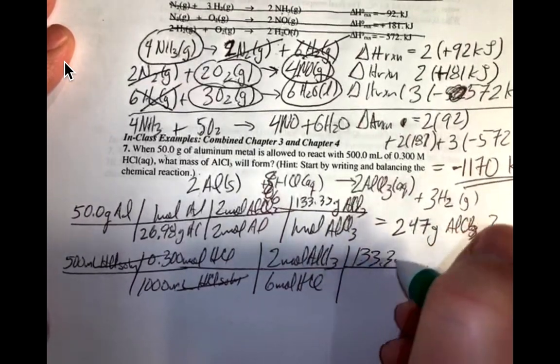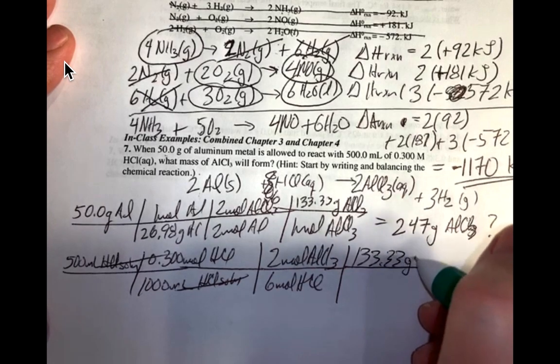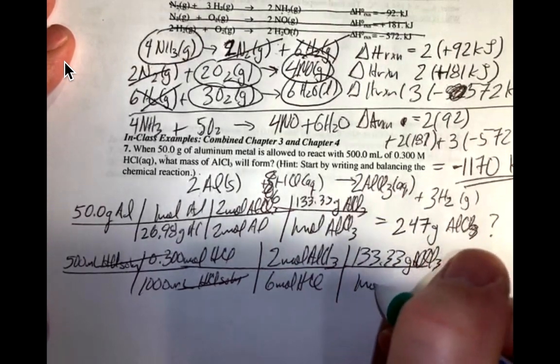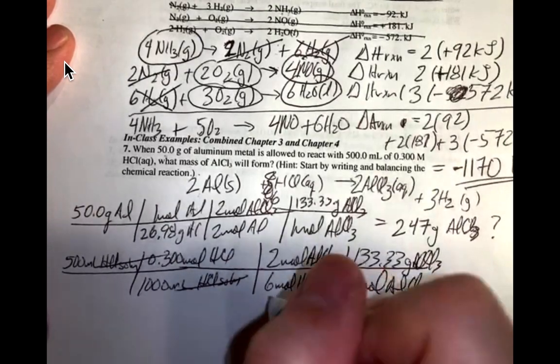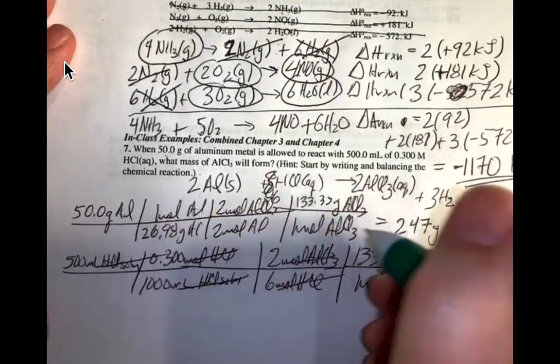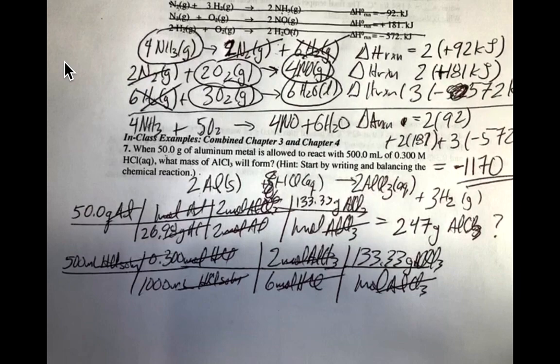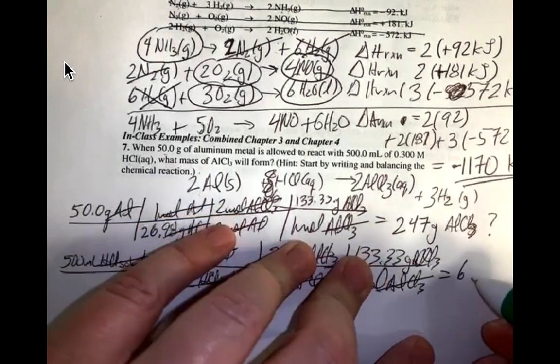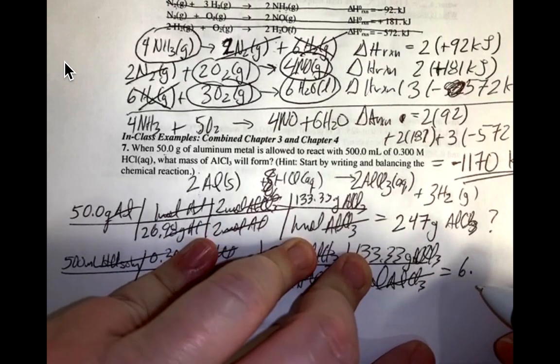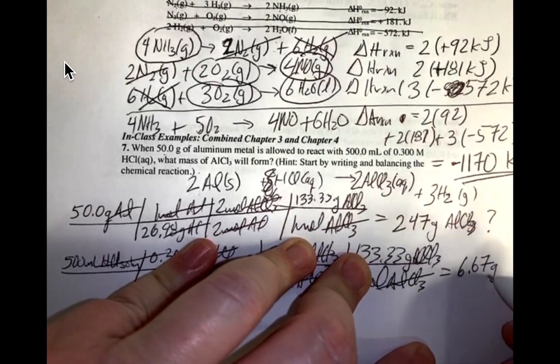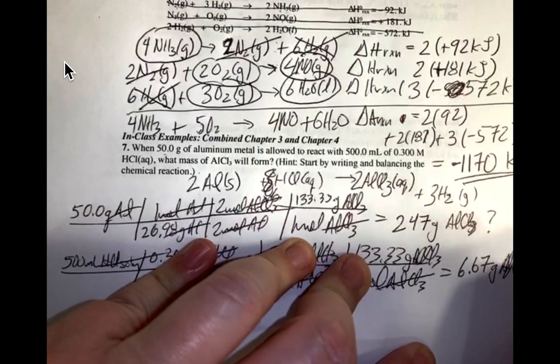And finally, we use our mass, 133.33 grams of aluminum chloride is 1 mole. And this is 6.67 grams of aluminum chloride that's formed.